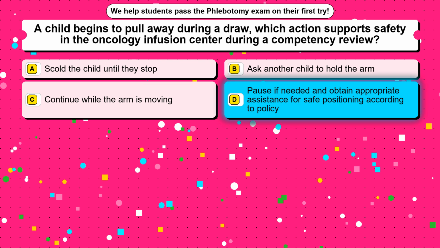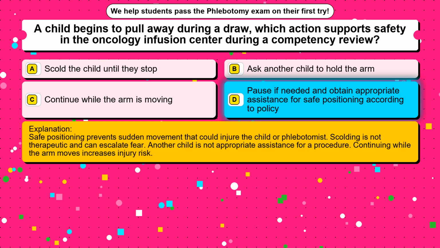The correct answer is option D. Pause if needed and obtain appropriate assistance for safe positioning according to policy. Safe positioning prevents sudden movement that could injure the child or phlebotomist. Scolding is not therapeutic and can escalate fear. Another child is not appropriate assistance for a procedure. Continuing while the arm moves increases injury risk.